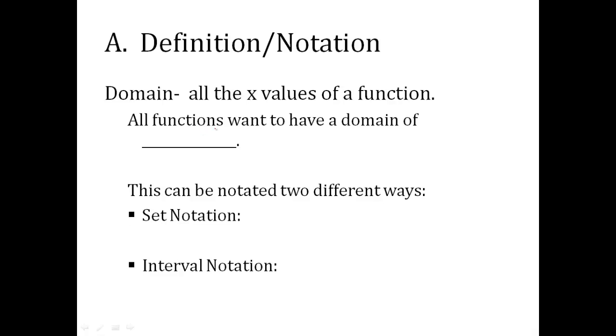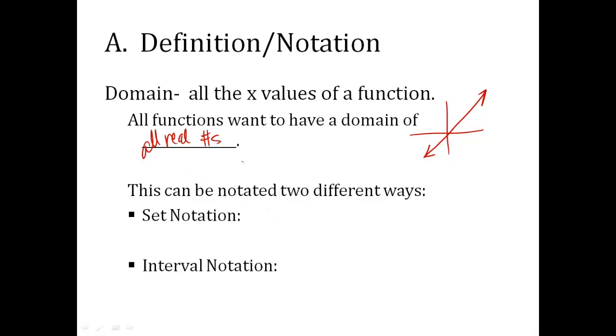All functions want to have a domain of all real numbers, meaning that it goes on forever in both left and right directions. They want to be like that, and they all tend to be like that, except for some special cases that we'll talk about in a minute. But I want you to know how to make the notation.